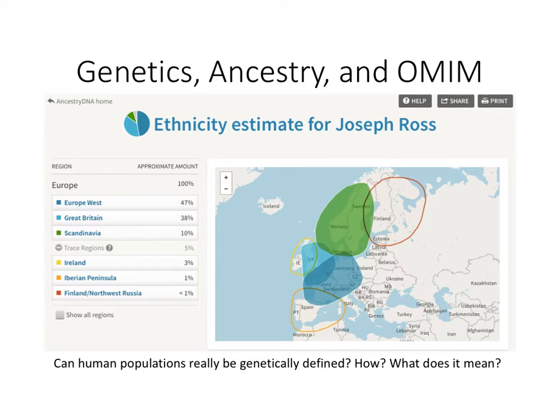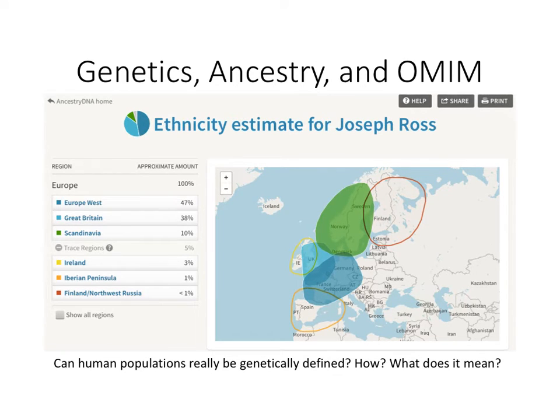And it turns out that, not shockingly, my ancestry is mostly Western European and Scandinavian and British Isles. Big shock. And maybe slightly Iberian Peninsula, Spain, Portugal, and Gibraltar. Maybe not so much Gibraltar.